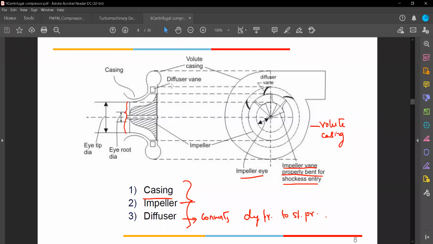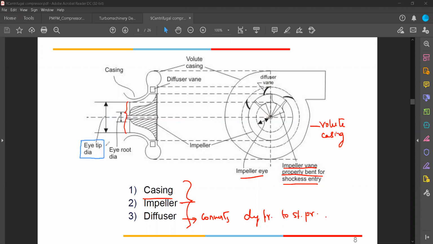So over here you can see the constructional features of a centrifugal compressor. This was the view we were looking at before. This is the front view and this is the side view. From here the fluid enters. The terminologies over here are very important. First terminology is the eye tip diameter. The second is the eye root diameter. The third is the hub diameter. The casing's external diameter is the hub diameter. And the last one is the impeller tip diameter. So this is how the impeller looks. Sorry, this hatched section is the impeller. So this point is the impeller tip diameter.